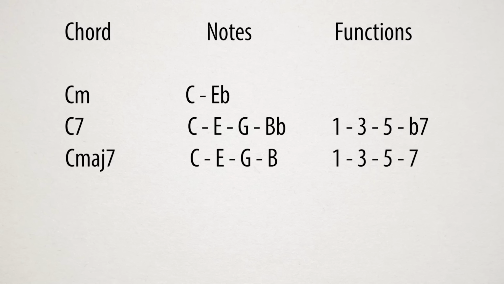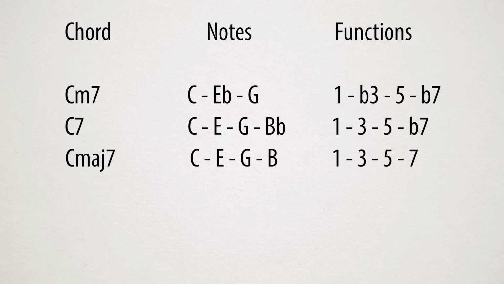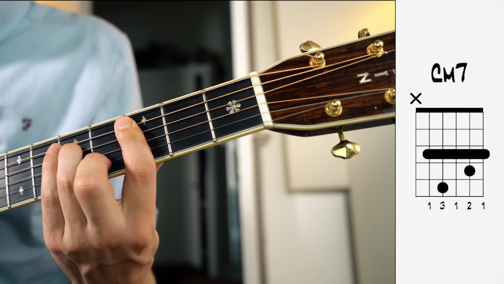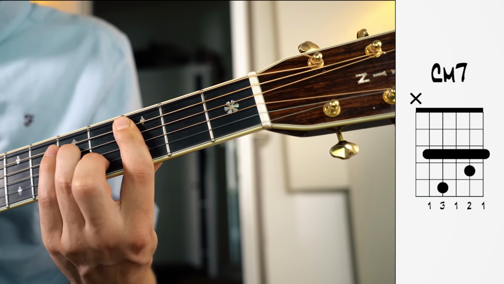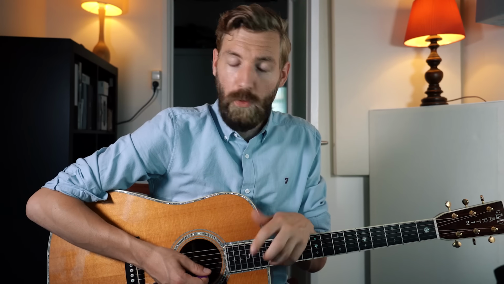Alright, we're gonna add 2 more. Let's start with the minor chord, C minor. Now we're adding, let's say, a 7 to the chord, C minor 7. So remember, the 7 is the flat 7. So we need to add a B flat to the chord, C, E flat, G, that's the minor chord. And we're adding a B flat, C minor 7.